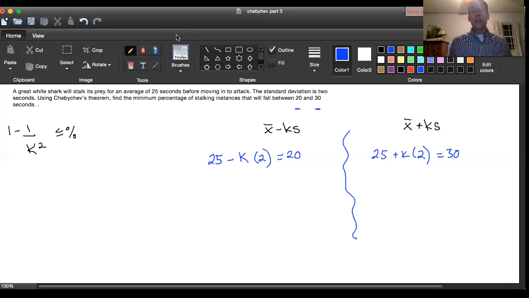It won't matter which side you pick to solve, the left side or the right side, but personally, I like working with positives. So we're going to go to the right side. Let's first take what we have written straight up here and clean it up a little bit. So we're going to say 25 + 2k = 30.